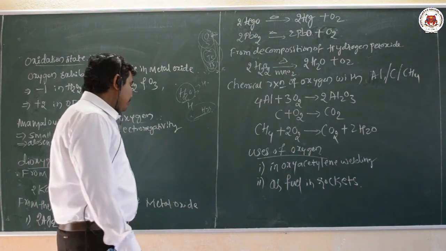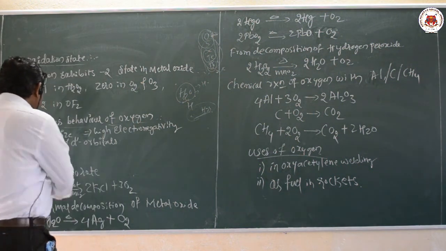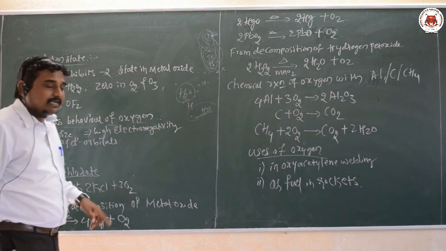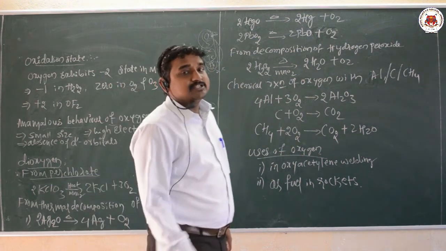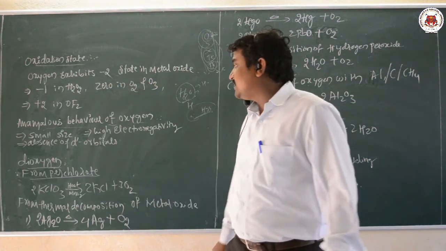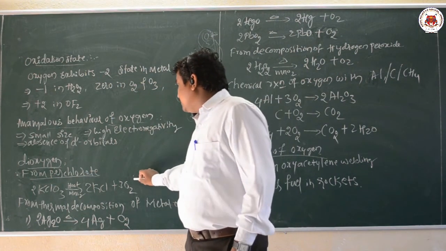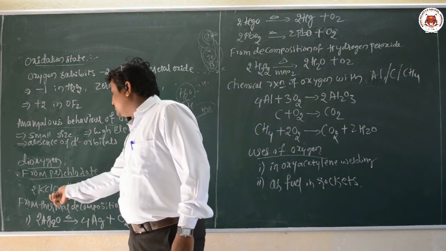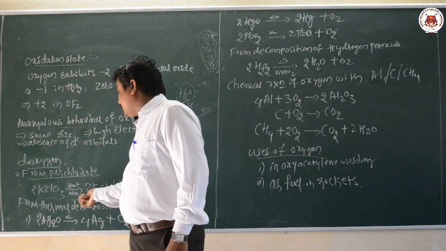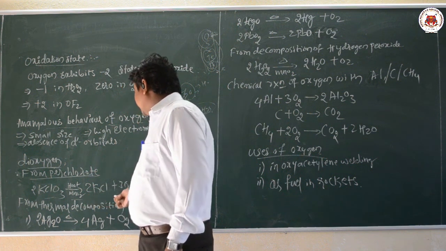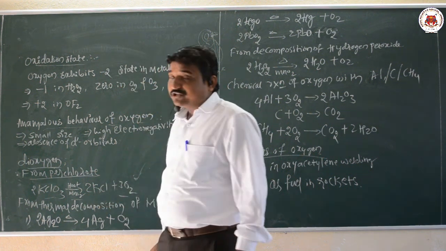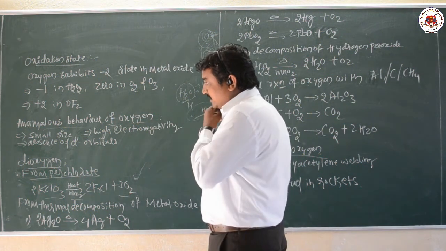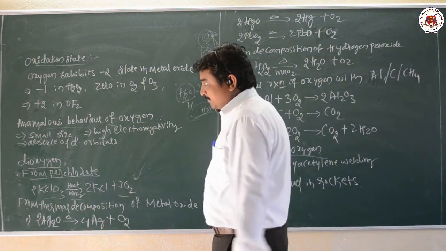The preparation of oxygen: it is prepared from the perchlorate, KClO3. When it is heated in the presence of a catalyst, manganese dioxide, there is a formation of dioxygen. So 2 KClO3, on heating in the presence of MnO2 catalyst, gives oxygen, dioxygen, 3O2. This is a very important preparation of dioxygen.